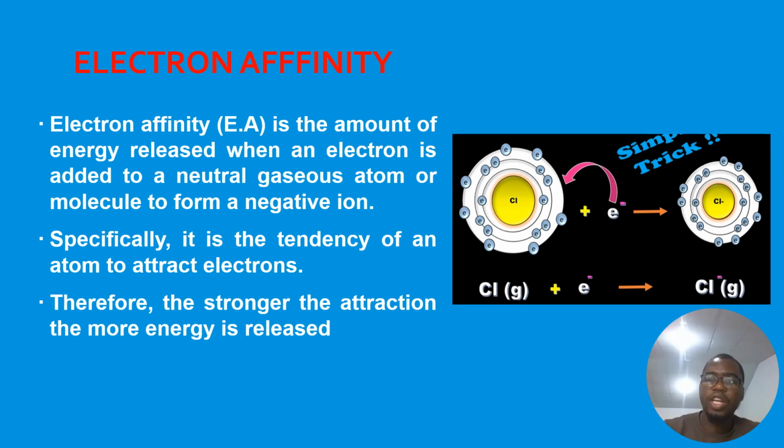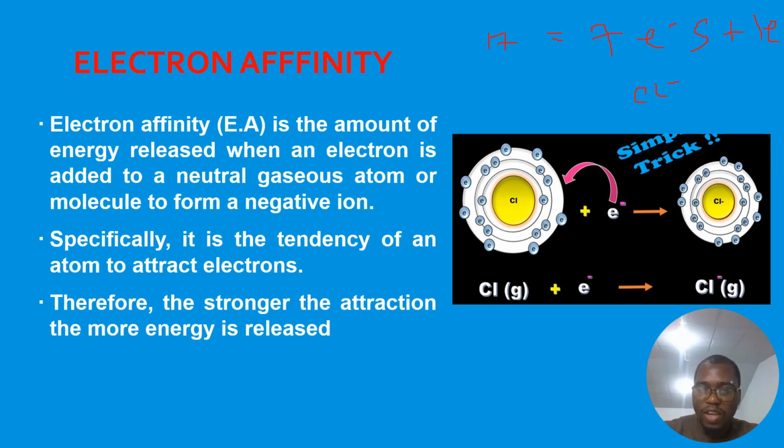Let's look at a general illustration using chlorine. Chlorine here has 17 protons, which means it has 7 electrons in the outermost shell. So in order for this shell to be complete, it needs one more electron. This electron can simply add onto the gaseous chlorine atom to form a chloride anion. As this electron is being added to the outermost shell, which has 7 electrons, there is energy that is going to be released.